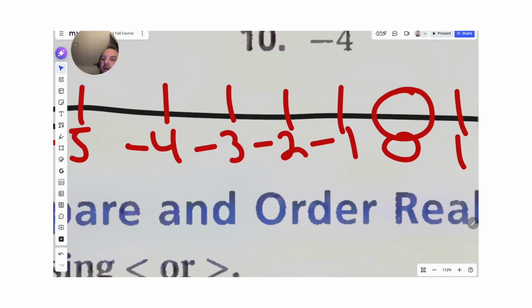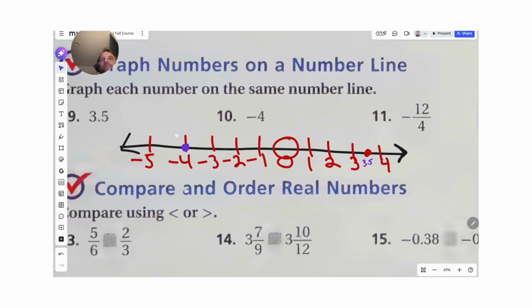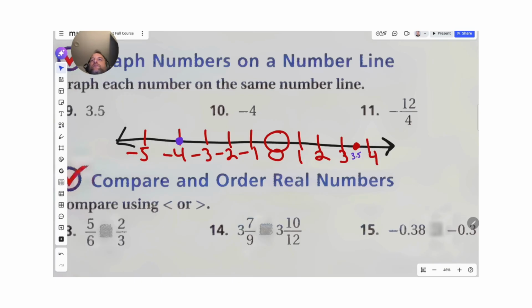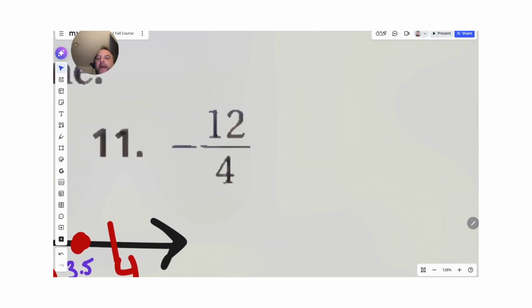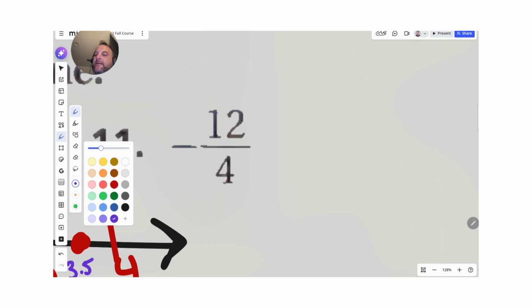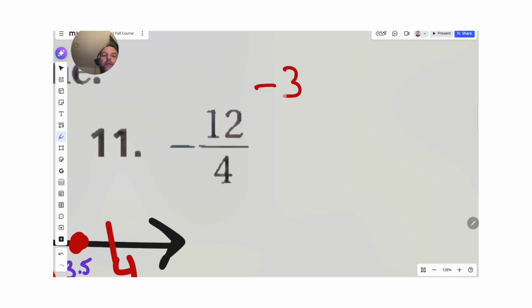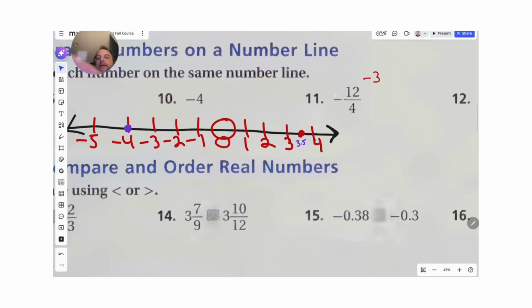-4 is way over here, left side of 0. What about -12/4? We need to work that out, right? Don't forget our negative sign. And then 12 divided by 4 is 3. So we're looking at -3 to plot.